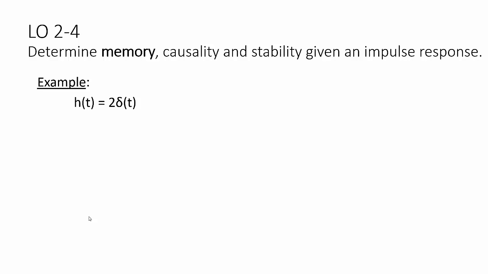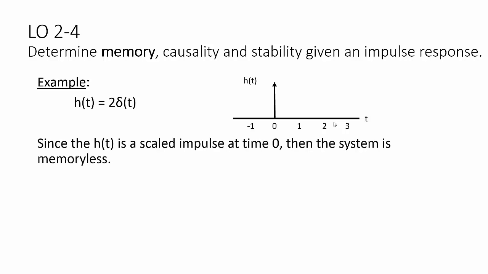If you are told that h of t is 2 times delta of t, does the system have memory? We can look at that impulse response. It's an impulse at time 0, and it's only at time 0. Everything else is 0. Therefore, according to the definition we just saw, since h of t is a scaled impulse at time 0, the system is memoryless.